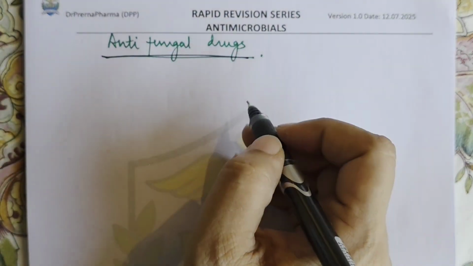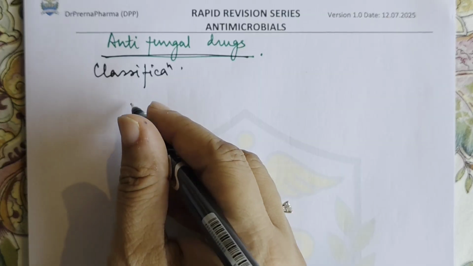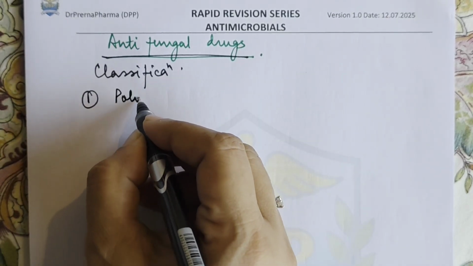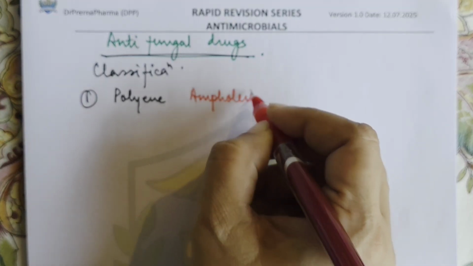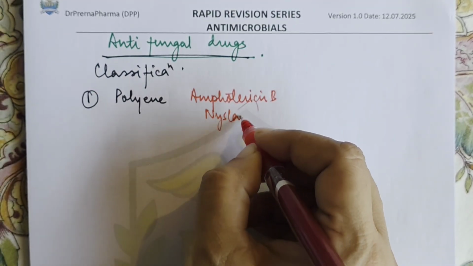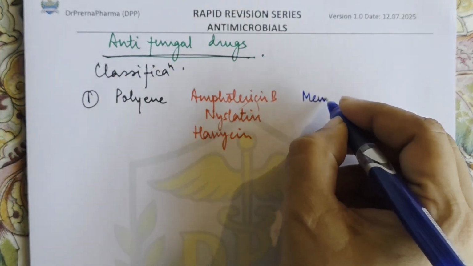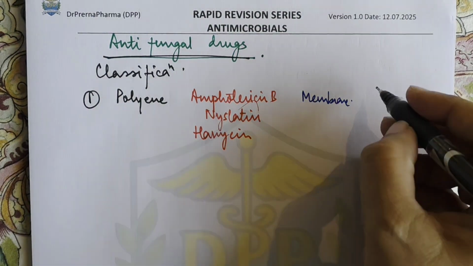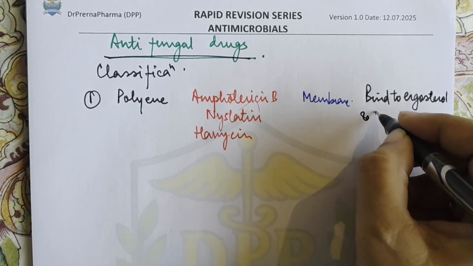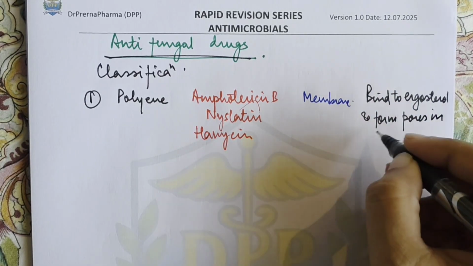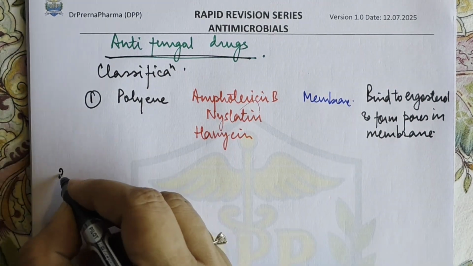So now in antifungal drugs, let's see the classification first. What is the classification? The first category of drugs that we have are polyenes, and the drugs are Amphotericin B, nystatin, and hamycin. Their site of action is the membrane. They basically bind to ergosterol and form pores in the membrane, and through the pores the fungal content gets out, and the fungus dies.